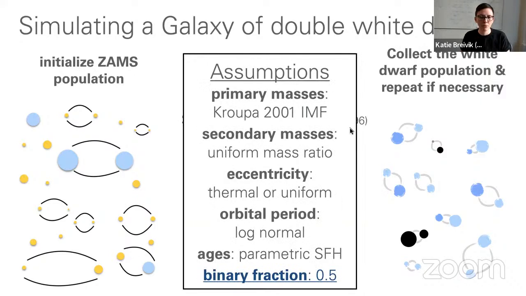And those assumptions are broadly driven by empirical data sets. So we know, for example, that the IMF is tilted towards low masses. We can look out at the binaries in the APOGEE catalog and other catalogs to make assumptions for things like uniform mass ratios to secondary stars, uniform eccentricities, log normal orbital periods. And then this is the big assumption that has been colloquially decided for quite a long time, that the binary fraction of stars is 50%.